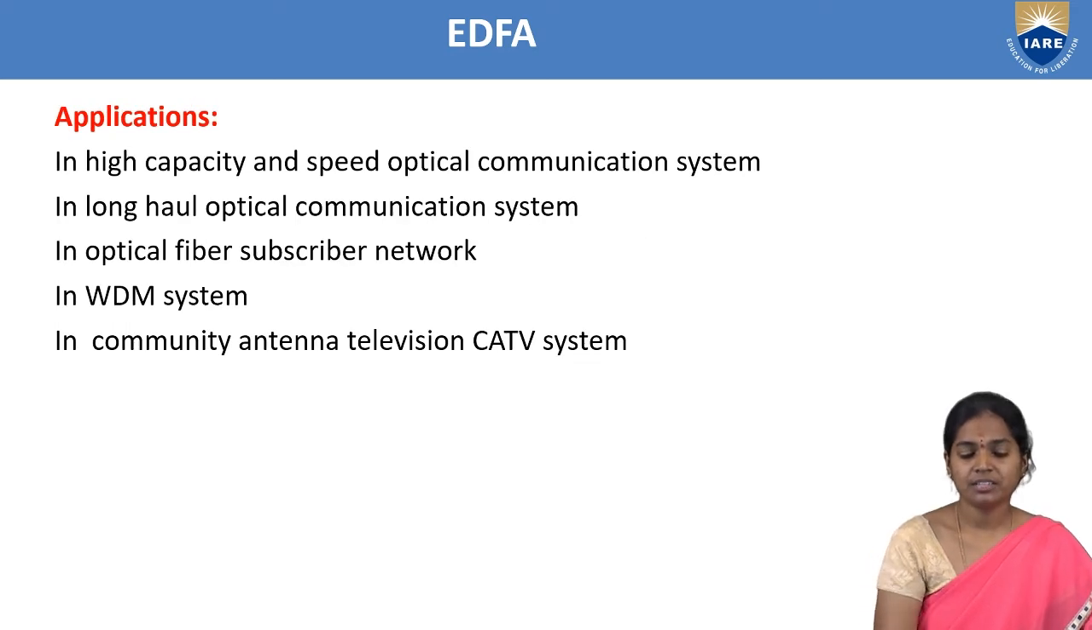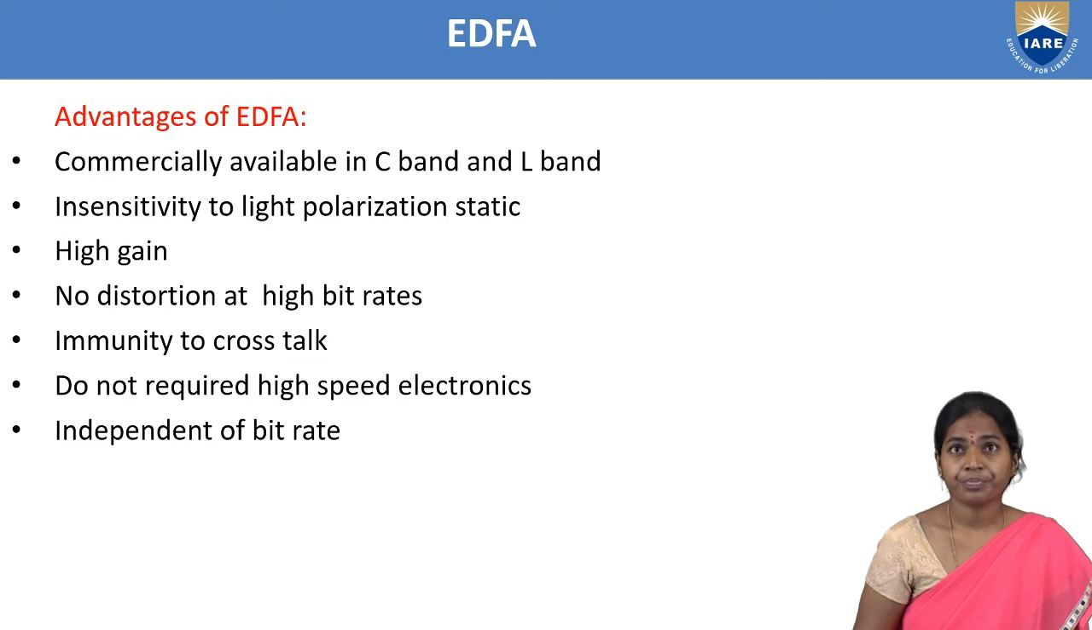So what are the applications here? It is used in high capacity and high speed optical communication systems, where we can transmit over longer distances, and in optical fiber subcarrier networks. In this we are using wavelength division multiplexing. It is basically used in antenna, television and CATV systems.